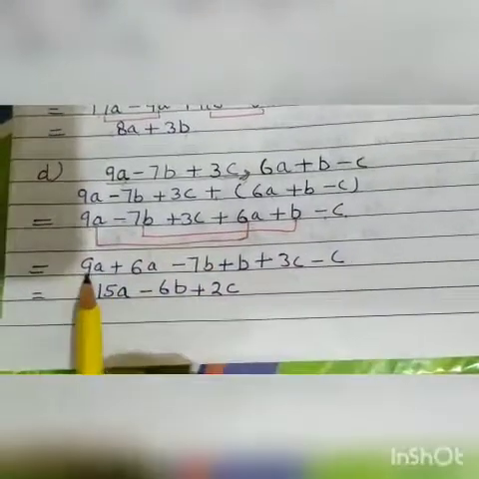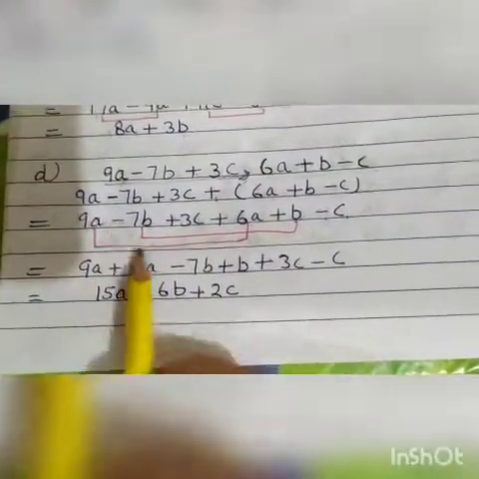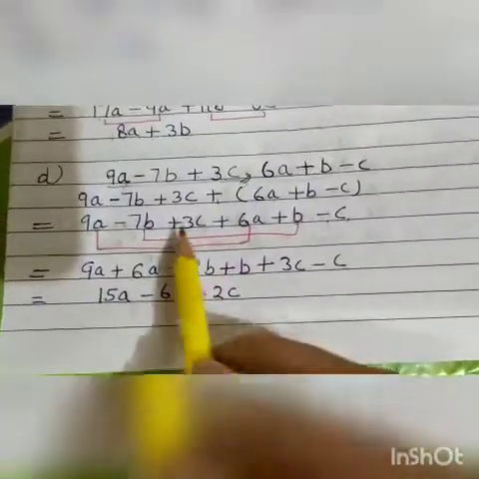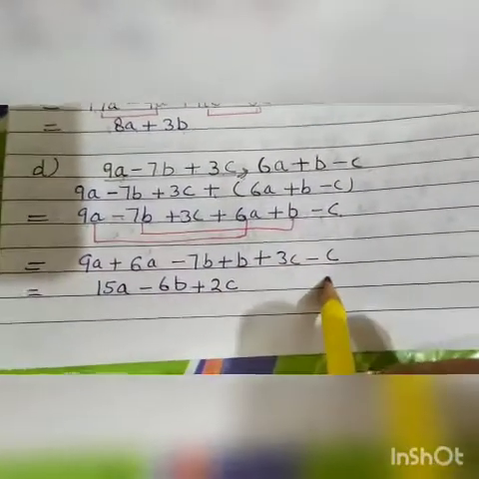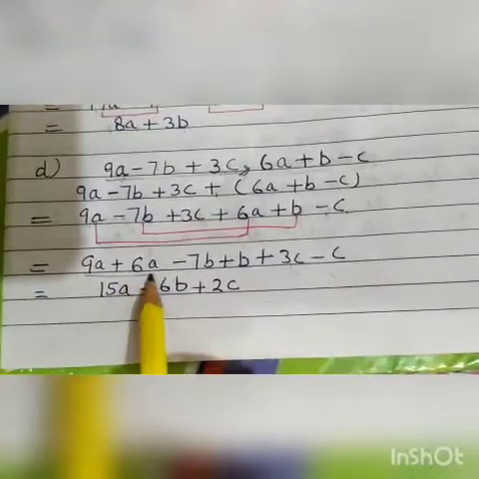9a plus 6a. Then minus 7b plus b. Then plus 3c minus c. Now we will simplify these like terms.